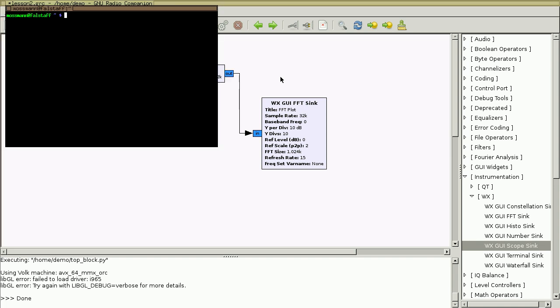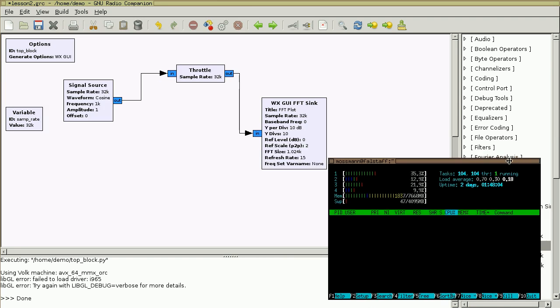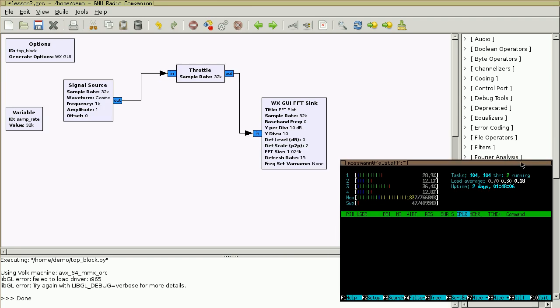I'm going to open up a window running the htop command. Htop is a handy program for measuring CPU utilization. You can see I have 4 cores here, 1, 2, 3, 4, and overall my CPU utilization is fairly low. It's all under 50%, and the average here is well under 50%.